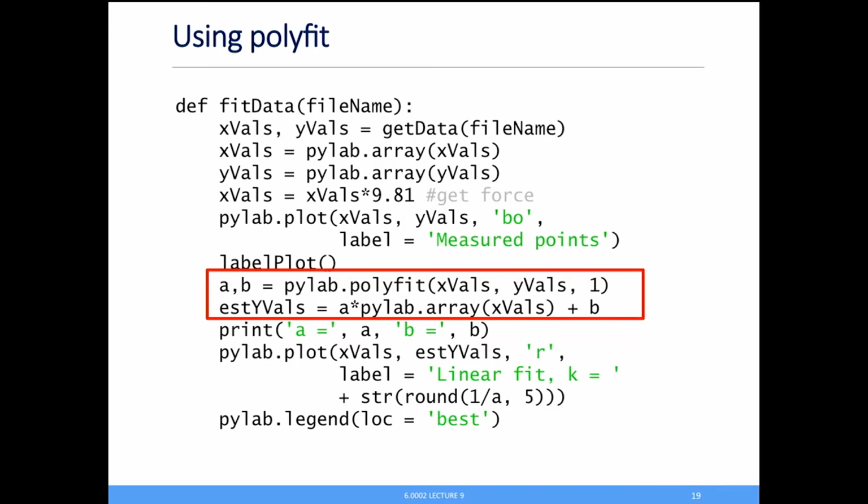I'm going to write a little function called fit data. The first part up here just comes from plot data. It's exactly the same thing. I read in the data, I convert them into arrays, I convert this because I want to get out the force, I go ahead and plot it. And then notice what I do. I use polyfit right here to take the inputted x values and y values and a degree 1, and it's going to give me back a tuple, an a and a b that are the best fit line. Finds that point in the space that best fits it.